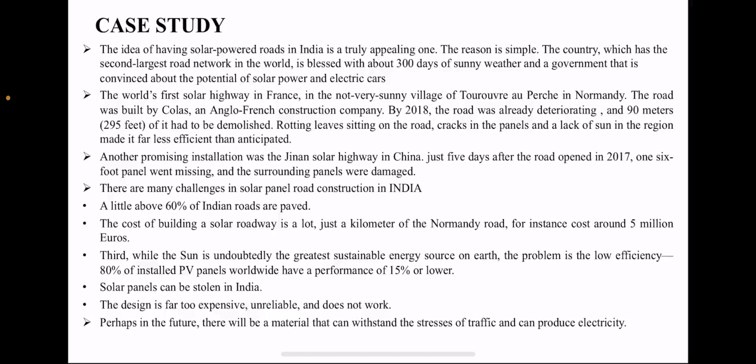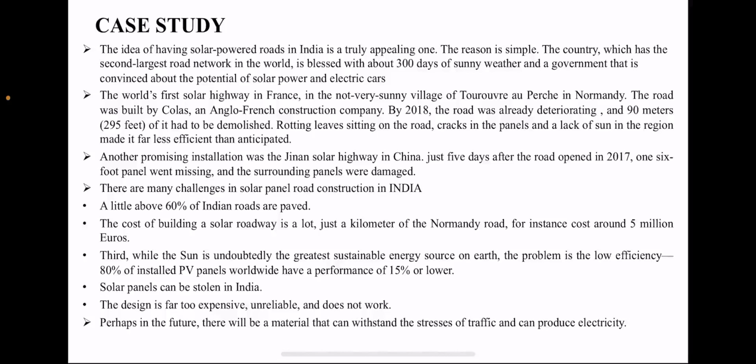By 2018, the road was already deteriorating, and 90 meters, which is 295 feet, of it had to be demolished. Rotting leaves sitting on the road, cracks in the panels, and a lack of sun in the region made it far less efficient than anticipated. Another promising installation was the Jinan Solar Highway in China. Just 5 days after the road opened in 2017, one 6 foot panel went missing and the surrounding panels were damaged. There are many challenges in solar panel road construction in India.